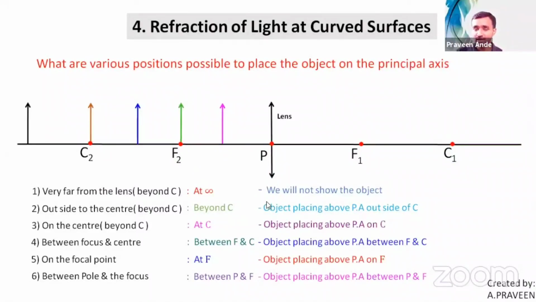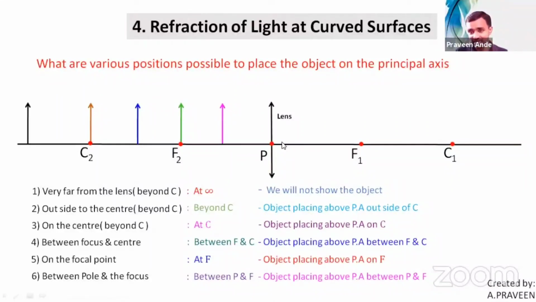So how many places have I shown? Totally 6. What are they? One is at infinity. We are not showing any object. One is beyond the center of curvature. Next, on the center of curvature. Next, inside the center but outside the focus. That is called between C2 and F2, or between the center and the focus of the lens.